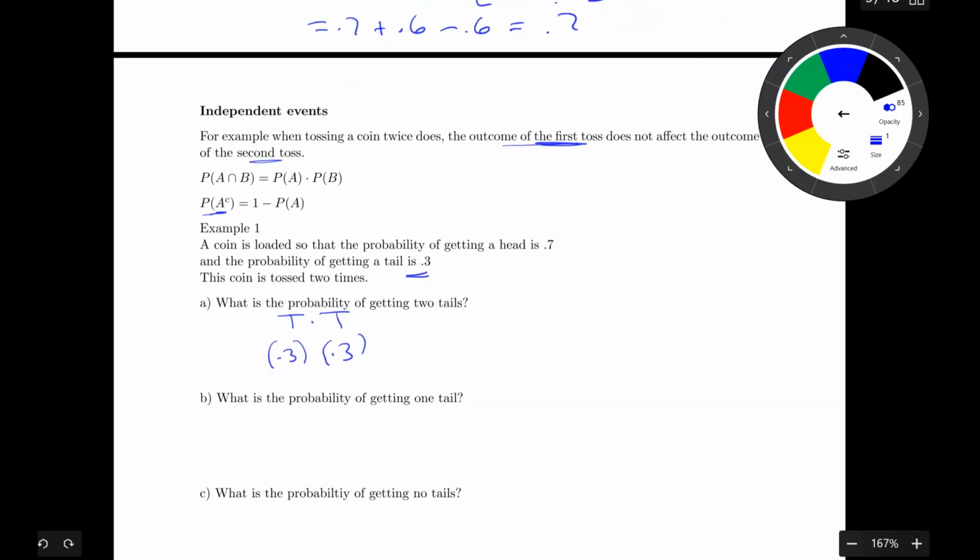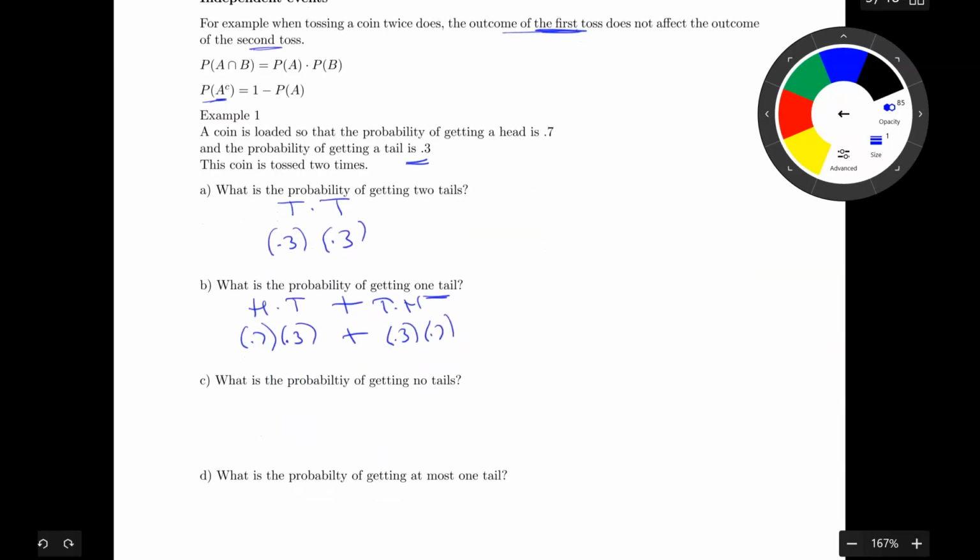So what's the probability of getting 1 tail? So there's options. I could get a head and a tail, or I could get a tail and a head, right? So if I get a head first, that's 0.7, then the 0.3, or I could get the 0.3 and then the 0.7. Okay, so what's the probability of getting no tails? No tails, that would be getting 2 heads, right? 2 heads, so that would be 0.7 squared.